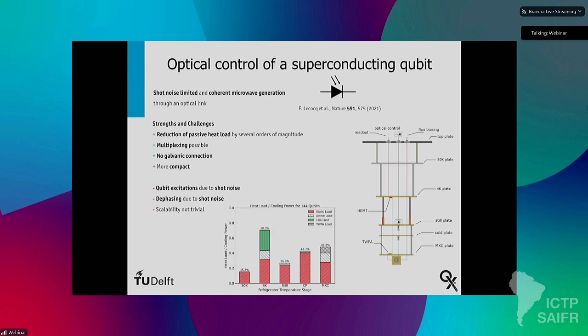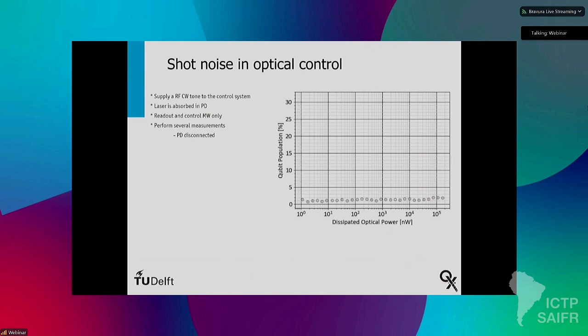However, there are of course issues, and people are really worried about shot noise from the laser, right? You have a very high power laser, which produces a lot of shot noise. What is this going to do to the qubit? This is one of the main questions here. So we did some measurements on this. Essentially, we read out the qubit with the microwave tone only, and we then send in the laser to the photodiode. We connect the photodiode through a circulator to the system.